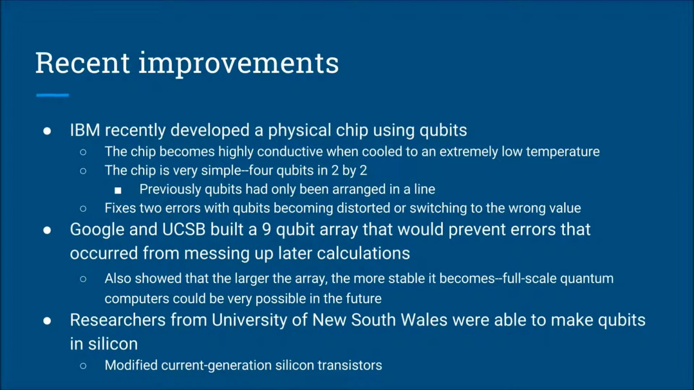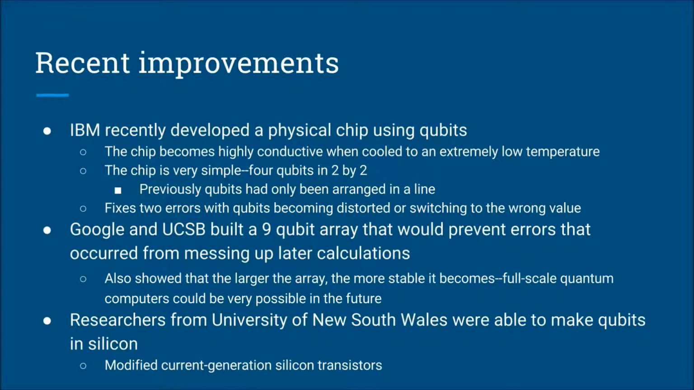And then this also showed that larger arrays of qubits would actually become more stable in some occasions. So that was very promising for making larger and larger quantum computers and getting closer and closer to them becoming a reality and practical. Alright, and then the researchers from the University of New South Wales were able to make a qubit chip in silicon.